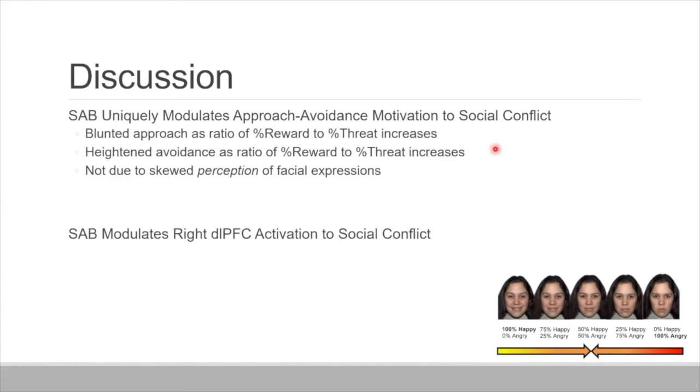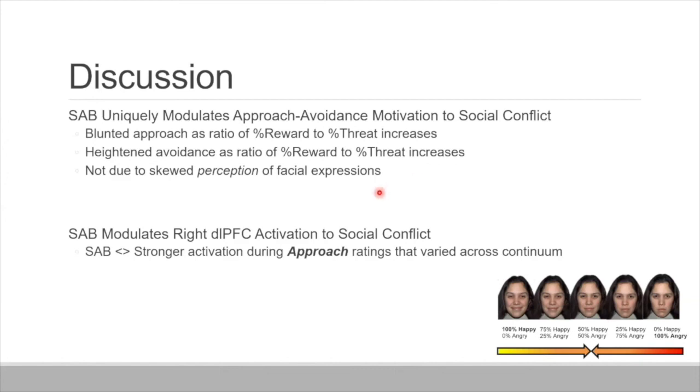And then at the neural activation level, the highest degree of specificity was in this right DLPFC region, which shows up in a lot of other studies on approach avoidance conflict. Again, it's a complicated pattern, but we see that for social avoidance, there's a stronger activation of the DLPFC during approach ratings that tends to fall in this ratio of reward to threat. So as the ratio of reward to threat increases, you tend to see greater between group differences in the approach ratings.